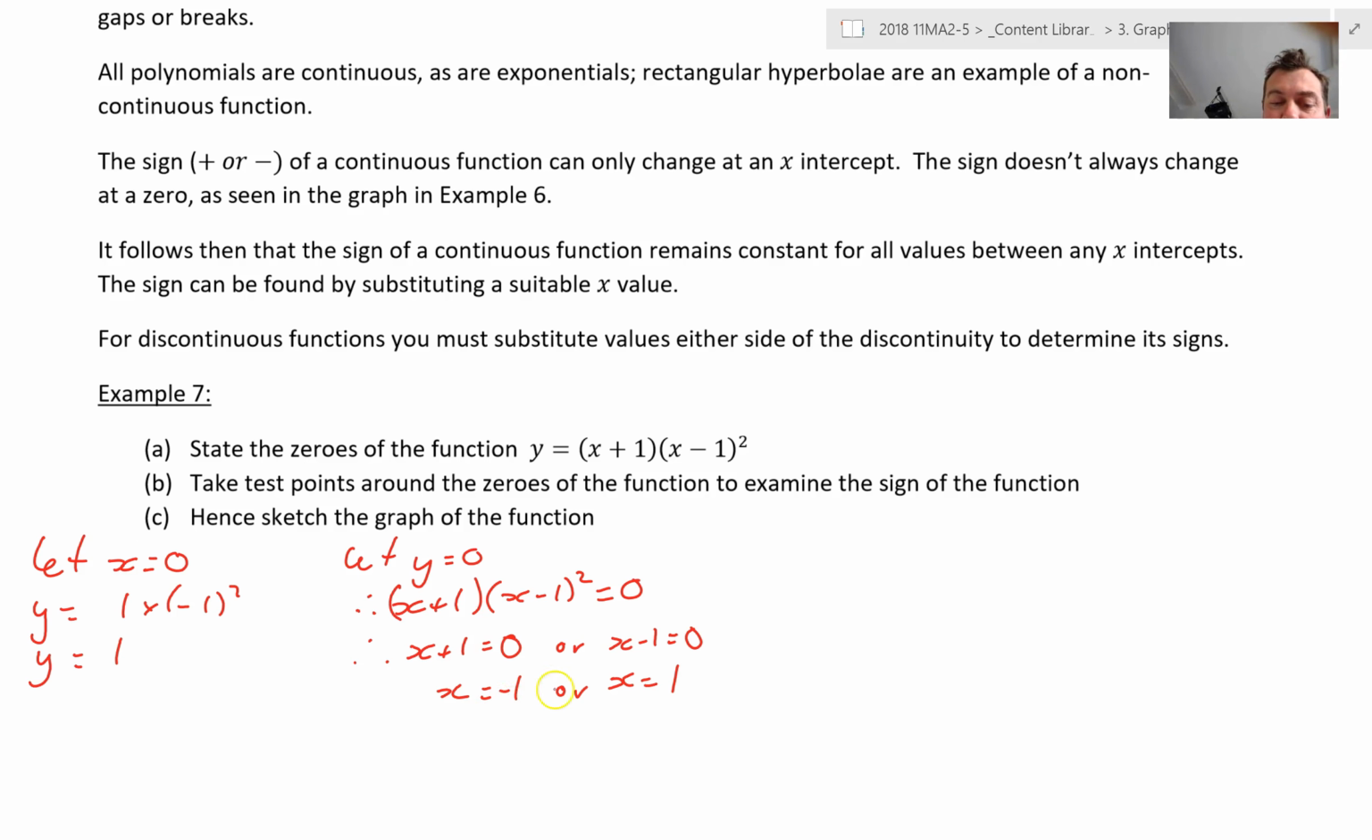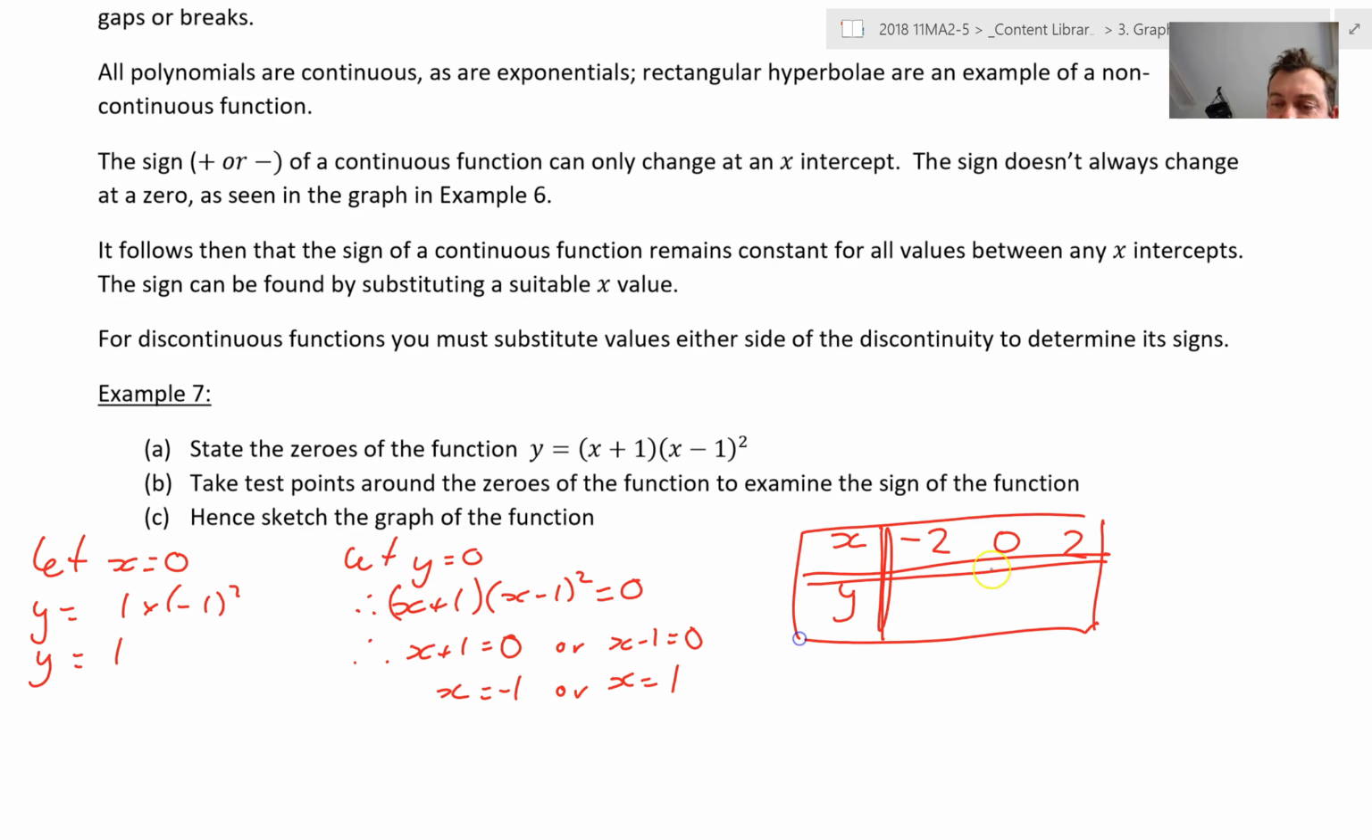Now, I need to be in between these 2 roots and also on either side of them. So, we're going to have x and y, and I'm going to go for negative 2, 0, and 2. So, if we think of these numbers on a number line, I'm going to be here, smaller than the smallest root, here, in between the roots, and larger than the largest root. Right, so a good old-fashioned table of values that we all know and love.